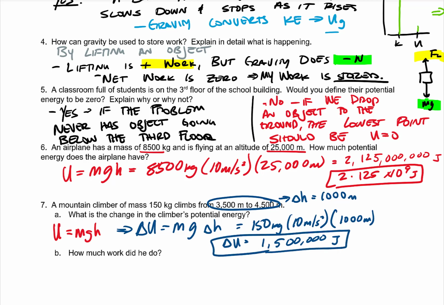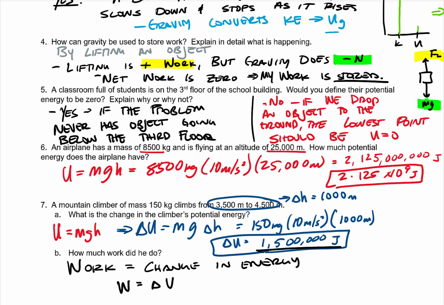How much work did he do? Our rule for work from the work-energy thing that we talked about, work is equal to our change in energy. Well, if the energy changed by 1,500,000 joules, then the work is equal to the change in potential energy, or 1,500,000 joules. That's the work that we did here.